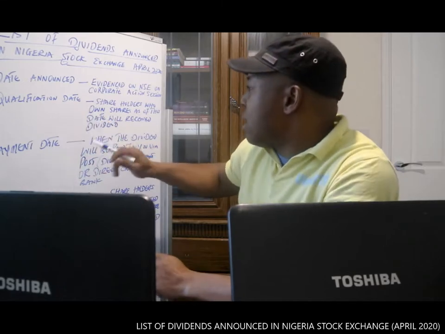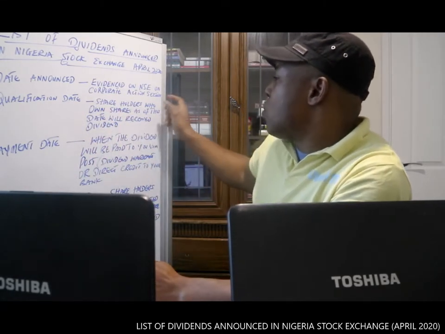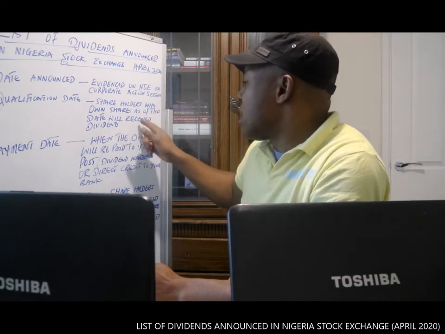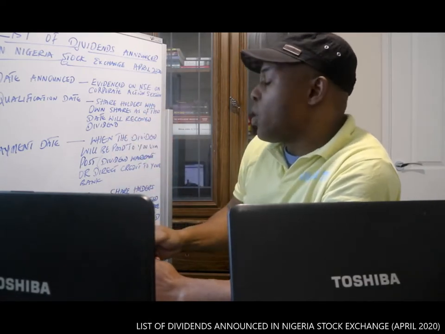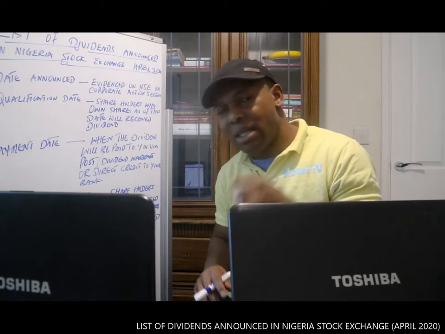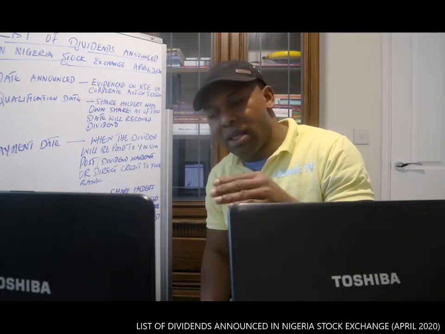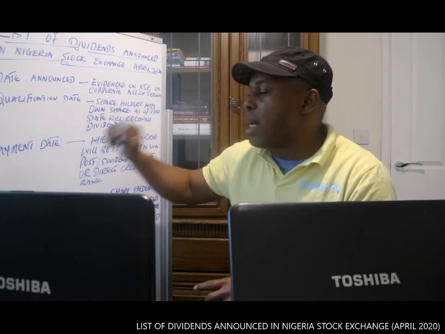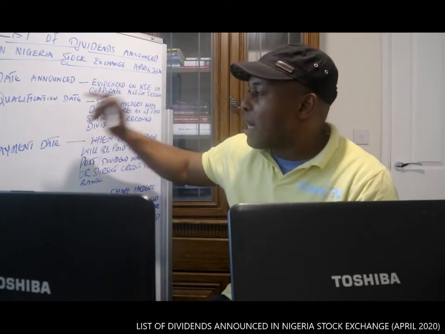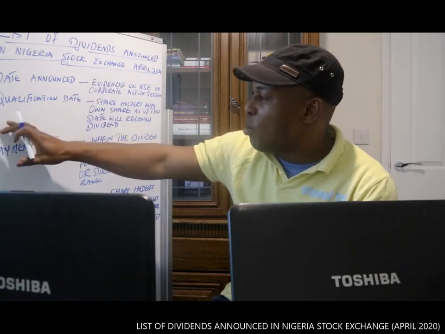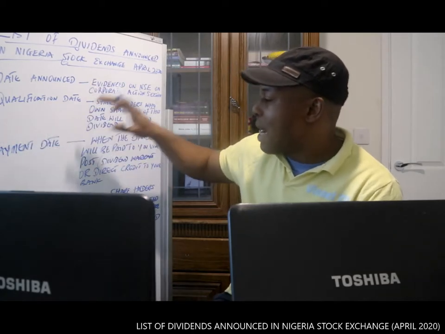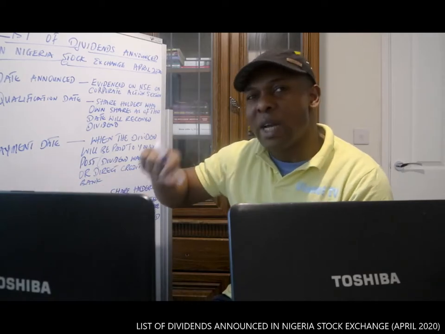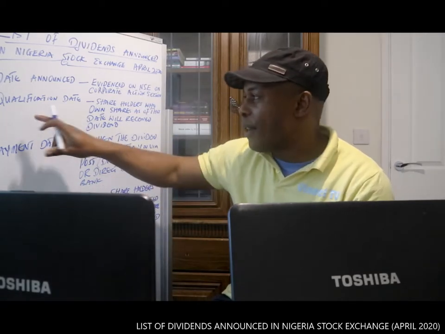The qualification date is the date shareholders who own a share as of this day will receive the dividend. So basically, if you buy a share, sometimes they announce this corporate action and tell you the qualification date is such and such a date. As long as you bought a share within this date and it is registered with the registrar, you will get a dividend, you will qualify. So there's a qualification date.